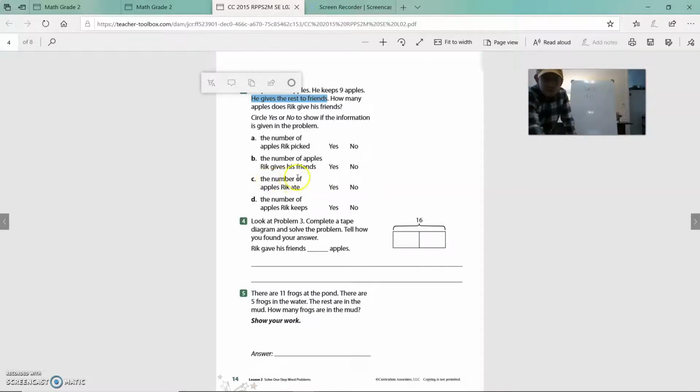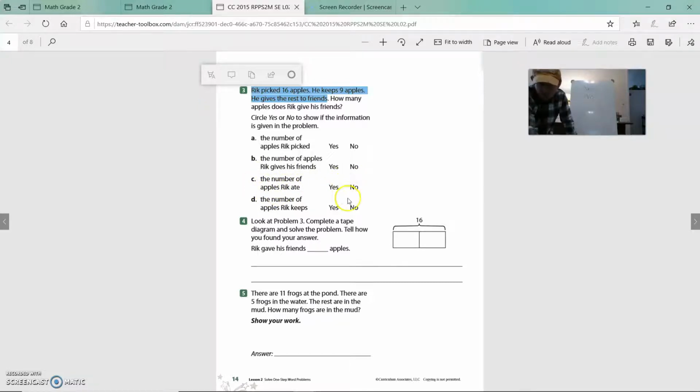C, the number of apples Rick ate. Now this is a little tricky here. Don't let them get you. We know that Rick picked 16 apples. He keeps 9 apples, and he gives the rest to his friends. But nowhere here does it say that he ate any apples. We don't know what he did with those apples. Maybe he ate them. Maybe he turned them into apple pie. Who knows? So we actually don't know how many apples Rick ate.